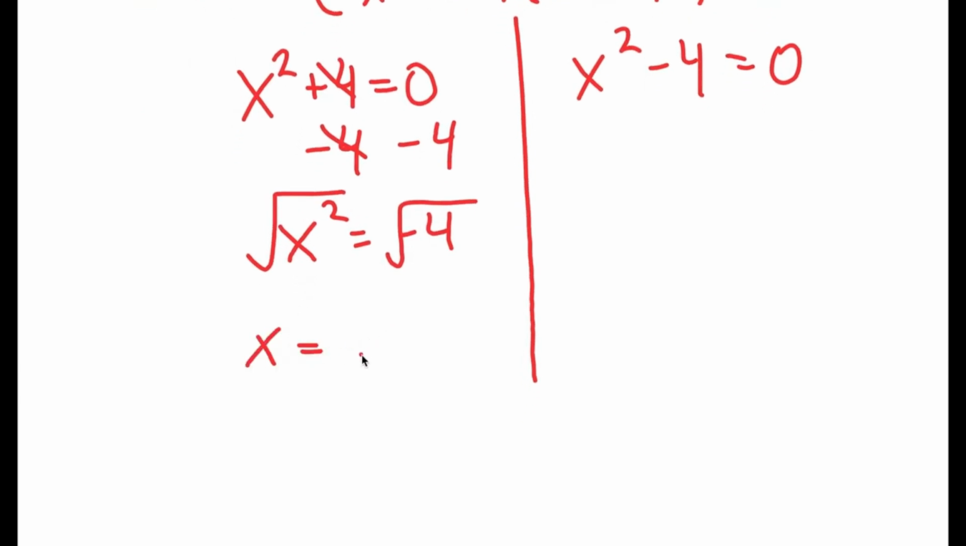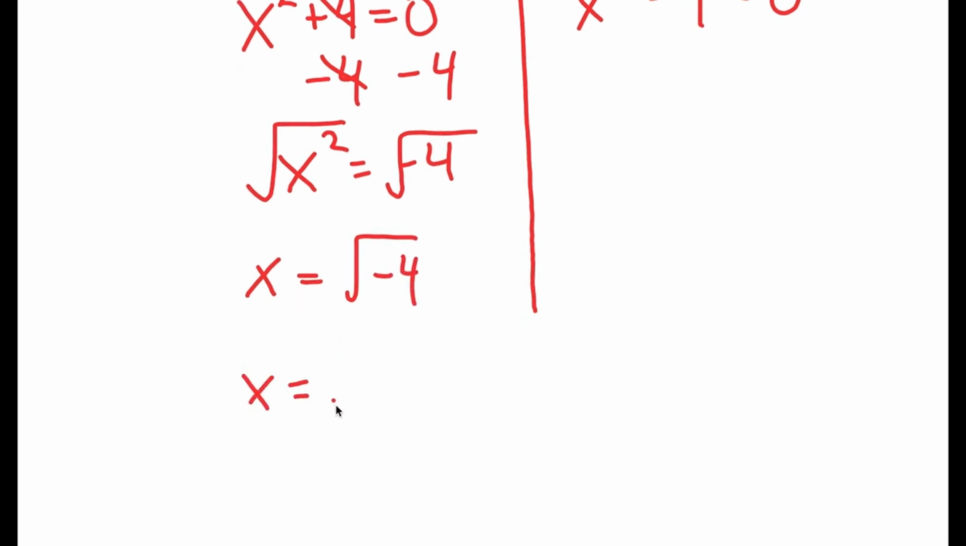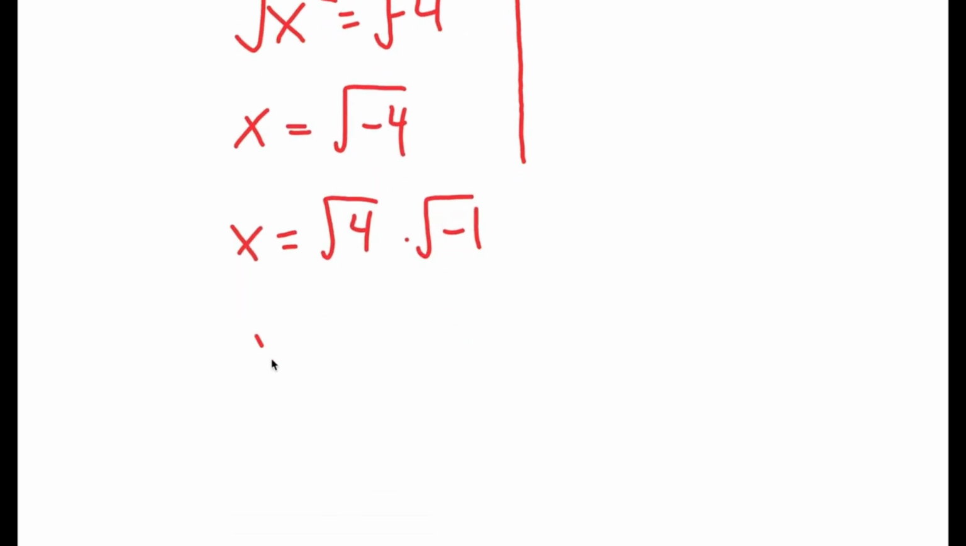So I get x equals the square root of negative 4. Now the square root of negative 4 is the same thing as the square root of 4 times the square root of negative 1. And the square root of negative 1 is equal to i, so I get x is equal to 2i. And this is positive or negative.